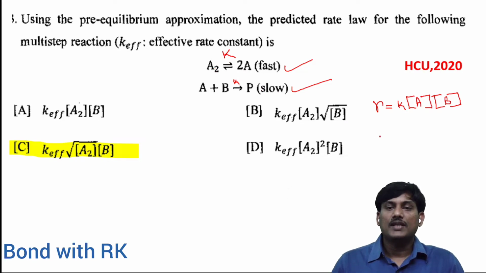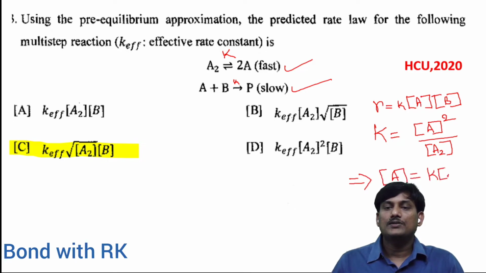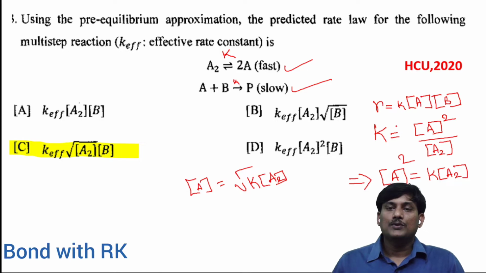From equilibrium, you can write capital K is equal to concentration of products, that is concentration of A square, divided by concentration of A2. So from this, we can write concentration of A whole square is equal to K concentration of A2. That implies concentration of A is equal to root over K into concentration of A2. So you can substitute the concentration of A in this equation.